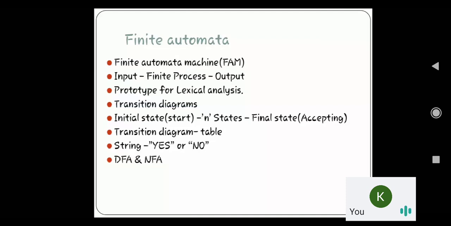So to construct the transition table, we are using these diagrams and graphs, which act like an output for your NFAs and DFAs. Okay.